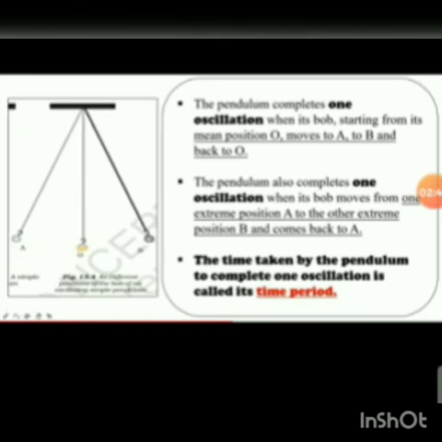The pendulum completes one oscillation when its bob, starting from its mean position, that is O, moves to first A and then to B and back again to O. Can you see the O point? The pendulum also completes one oscillation when its bob moves from one extreme position, A, to the extreme position B and comes back to its original place. The time taken by the pendulum to complete one oscillation is called its time period. So what is this complete oscillation called? It is known as the time period.